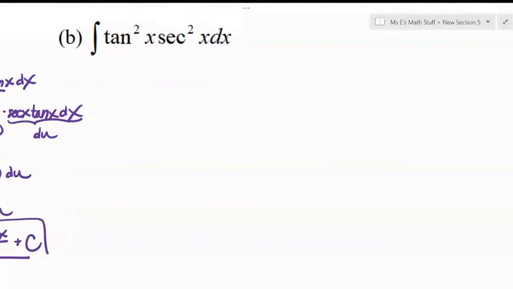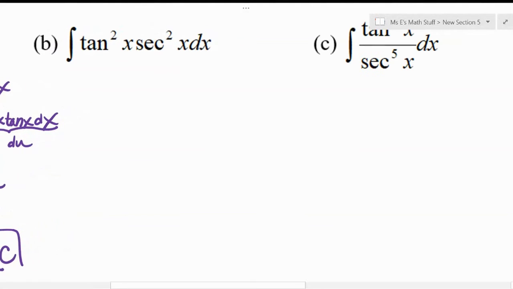All right, let's look at part B. Part B, let's see, what if we let u equal tangent? I'd need to save a tangent secant off to the side. And so I'd have an extra secant I wouldn't know what to do with. So let's see what happens if we let u equal, oh no, wait, did I say that funny? No, actually, I back up.